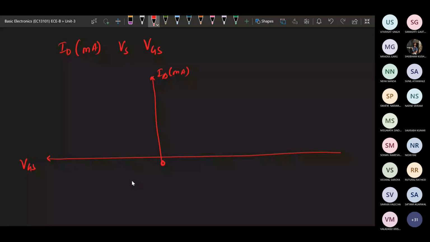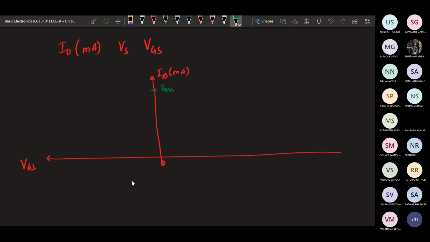Okay. So this is 0, this is negative side. So we will be plotting this. Here, as VGS is equal to 0, at that time the current that will be flowing is the maximum current. So that will be your maximum current, that is called IDSS. Okay, that will be the maximum.